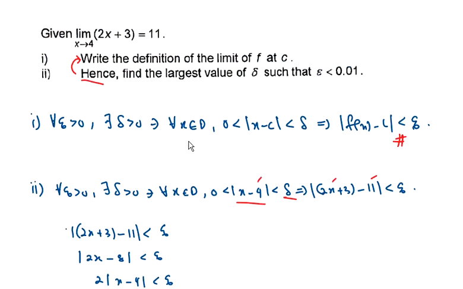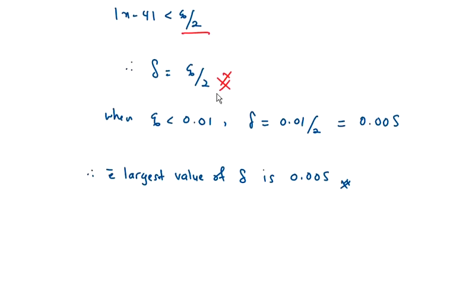So, now the question, find the largest value of delta such that epsilon less than 0.01. So, kita ambil nombor yang paling maksimum untuk epsilon which is 0.01. So, substitute 0.01 into epsilon. So, we get delta which is 0.005. So, the largest value of delta is 0.005.